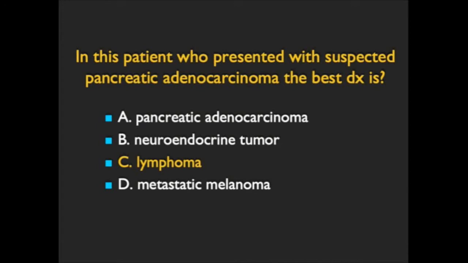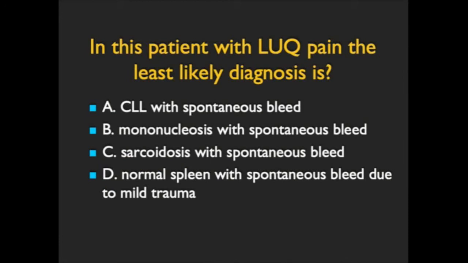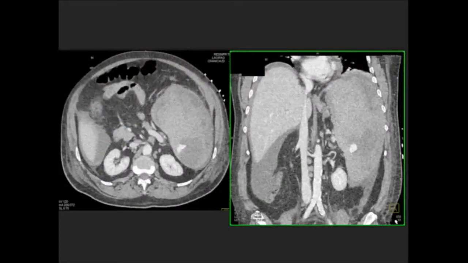And most classically, as in this case, it was a B-cell lymphoma. This patient presented with left upper quadrant pain, and I asked what the least likely diagnosis is. You see ascites in the abdomen or blood. You see a large spleen that's mottled in enhancement, and you see active bleed. The fact is, this was a patient with CLL, with spontaneous bleed, so that's the answer.